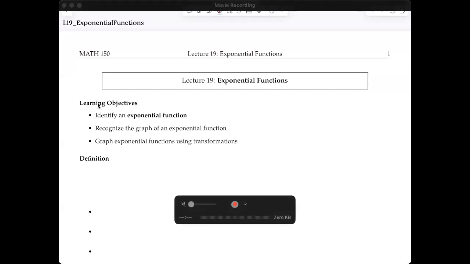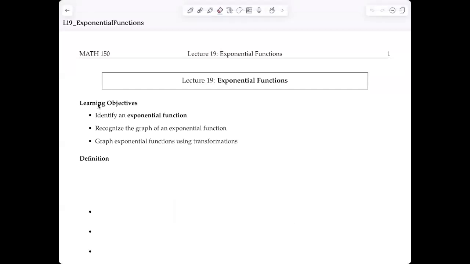So exponential functions is lecture 19. In this lecture, hopefully when you learn this, you will be able to identify an exponential function when you look at the formula. Also, you will be able to recognize the graph of an exponential function, and we use the graph of exponential functions to do all the transformations.